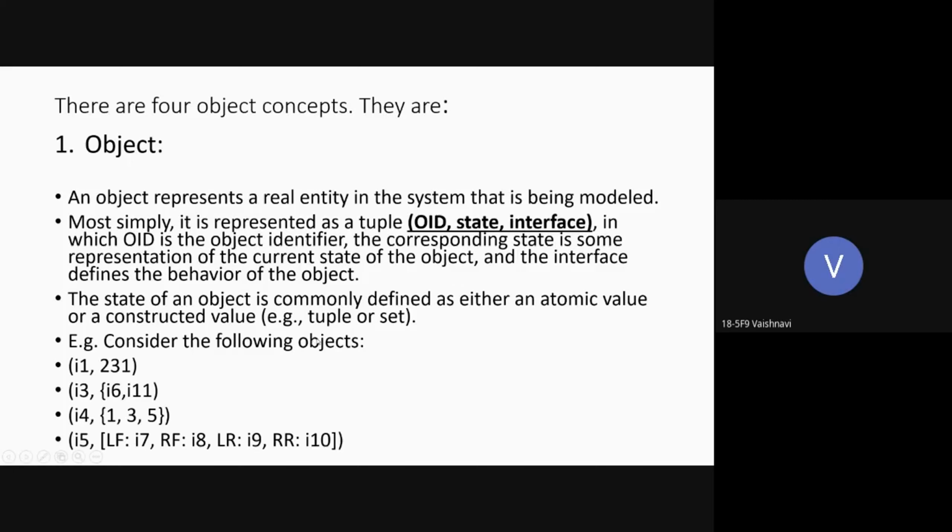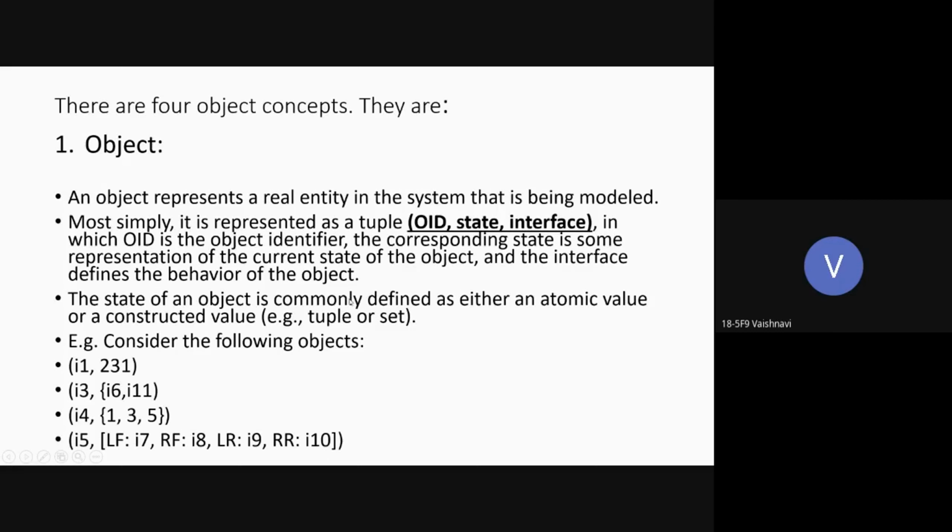When we look into the example, the state of an object is commonly defined as either an atomic value or constructed value. Atomic value is a single value. It does not have a set or kind of thing, and constructed value is tuple or set. Tuple constructor and set constructor, we will be looking at further. Consider the following example. This is a tuple, and this is the object identifier. You can see the first item on this, and this is its value. It is an atomic value.